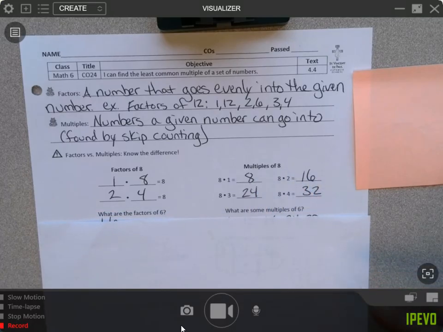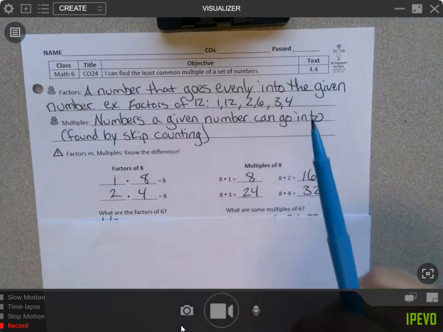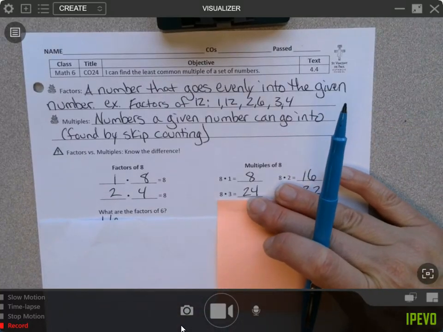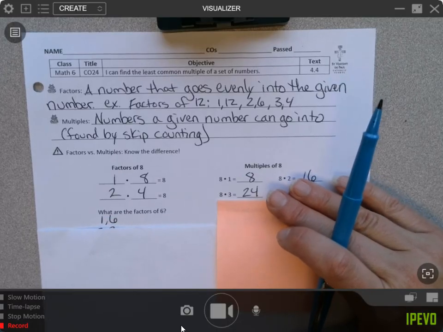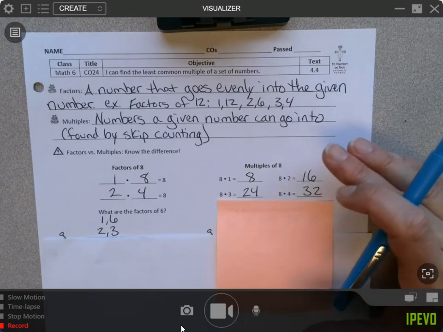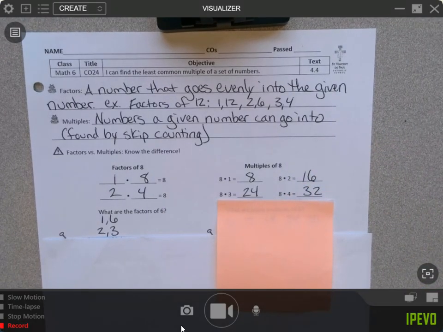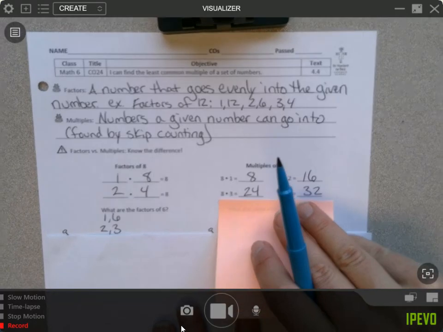So what are the factors for 6? Who can tell me what the factors for 6 would be? Adeline: 1 and 6. What would be another one, Bridget? 2 and 3. Those are our factors of 6. What would be multiples of 6? Bridget?